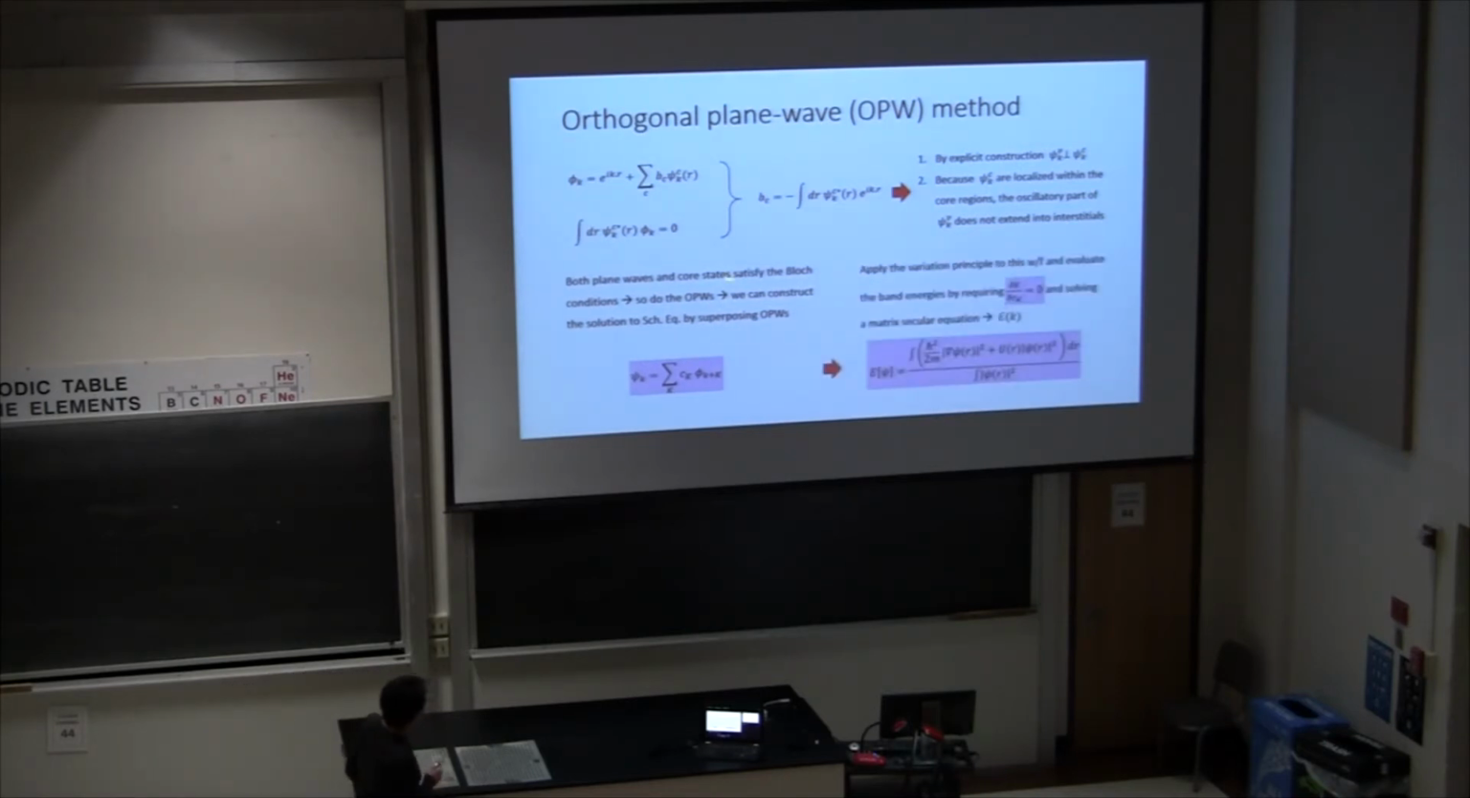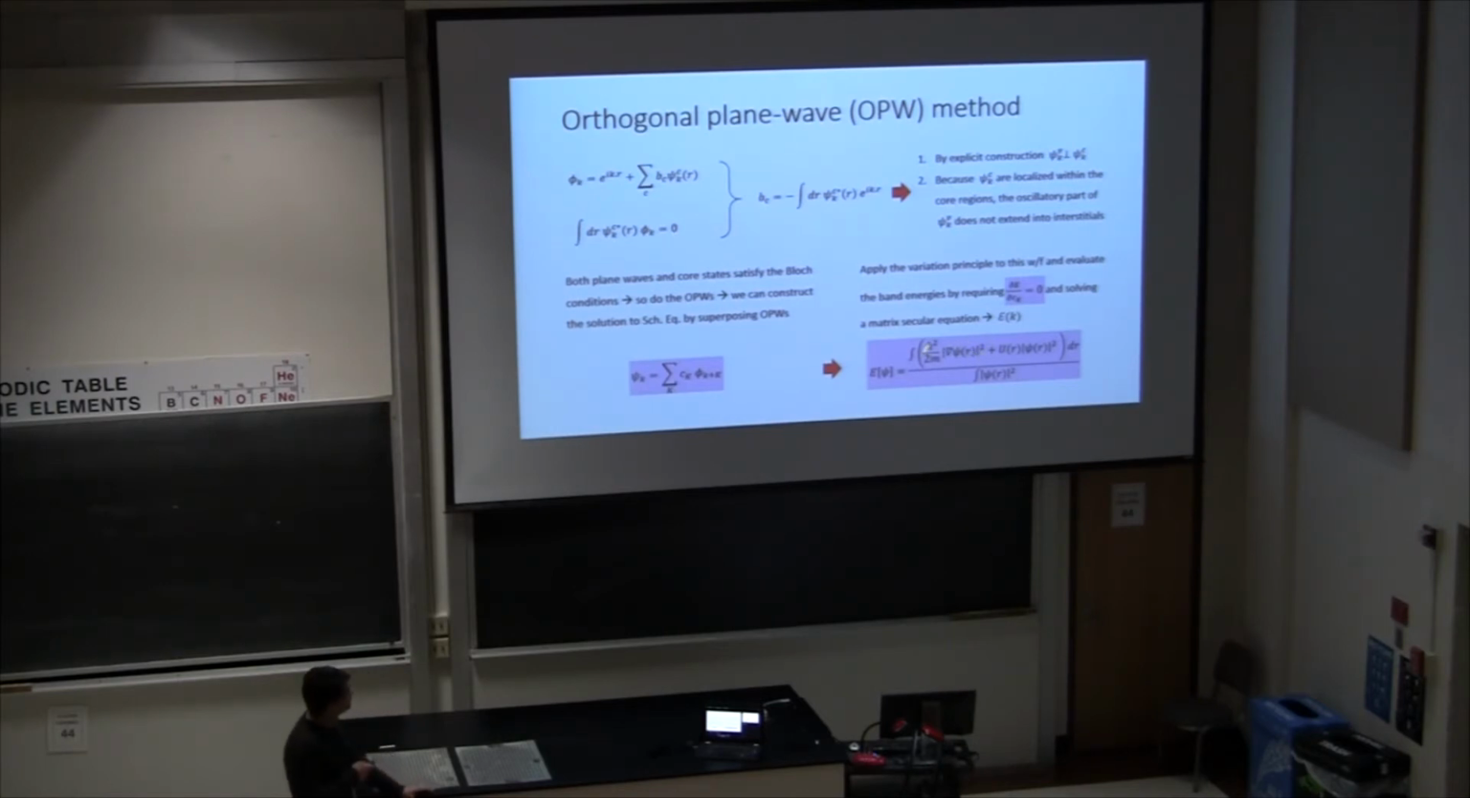Now that you construct this orthogonal plane wave by finding the coefficient, by making it automatically orthogonal to the core levels, that's why they are called orthogonal plane waves. You calculate the psi wave function after truncating this sum at some k max value. Then you plug this wave function into a functional for energy, as we discussed yesterday. This part is similar to the augmented plane wave. You calculate the functional, and you write down the functional in terms of psi.